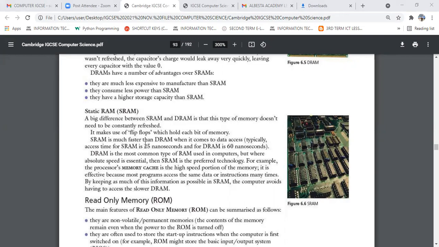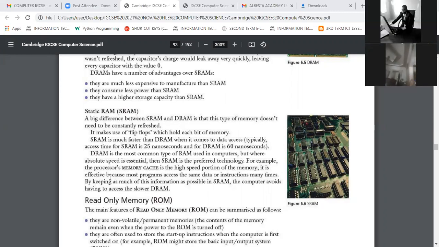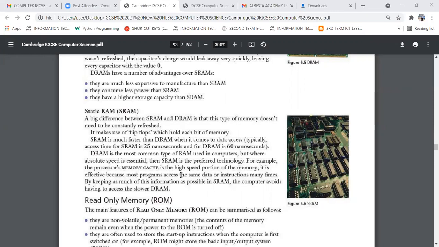So, static RAM. The big difference between SRAM and DRAM is that this type of memory does not need to be constantly refreshed. It makes use of flip-flops, which hold each bit of memory. You understand? The DRAM uses capacitors and transistors, but not the SRAM, which is a static RAM. DRAM is the most common type of RAM used in computers, but where absolute speed is essential, SRAM is the preferred technology. For example, the processor memory cache is the high-speed portion of the memory. It is effective because most programs access the same data or instruction many times. By keeping as much of this information as possible in SRAM, the computer avoids having to access the slower DRAM.